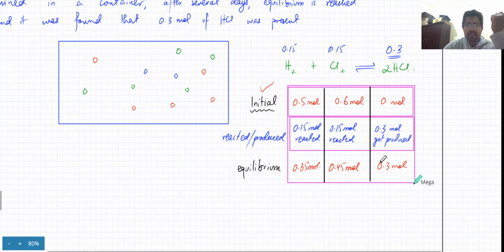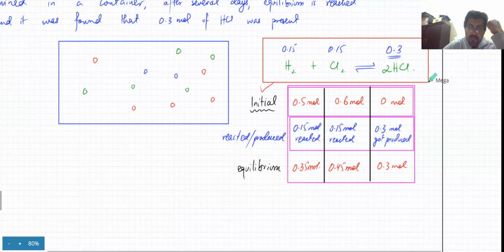Okay, that's pretty much it. Now you can figure out Kc. Figuring out Kc would not be that big of an issue now, because if you know the expression for Kc, you just have to add the equilibrium moles, but not moles. It has to be concentration.